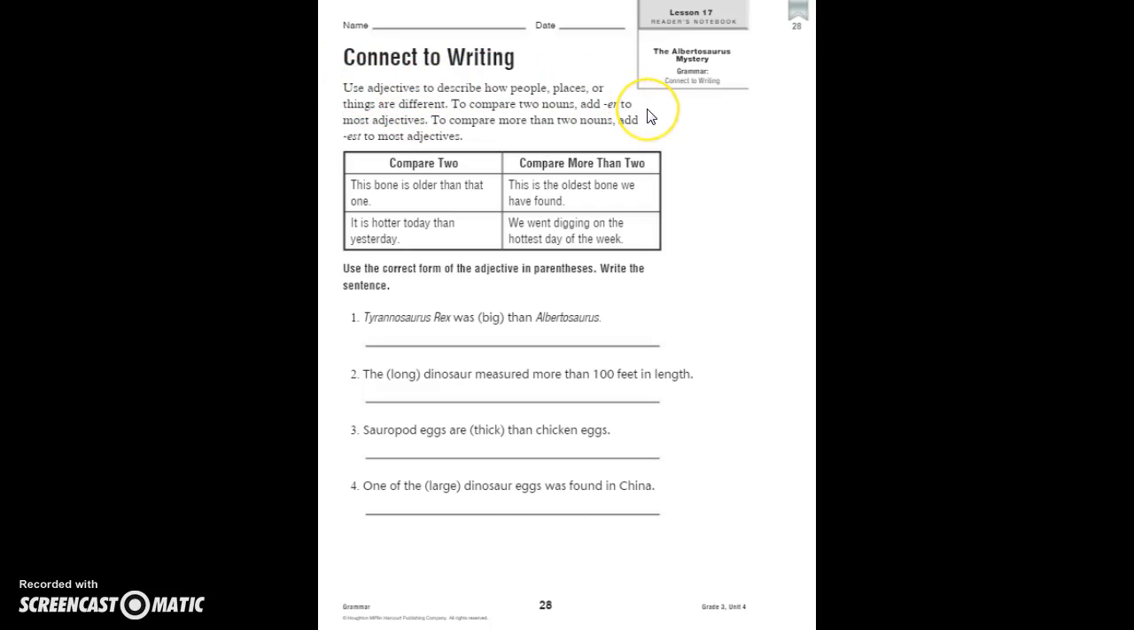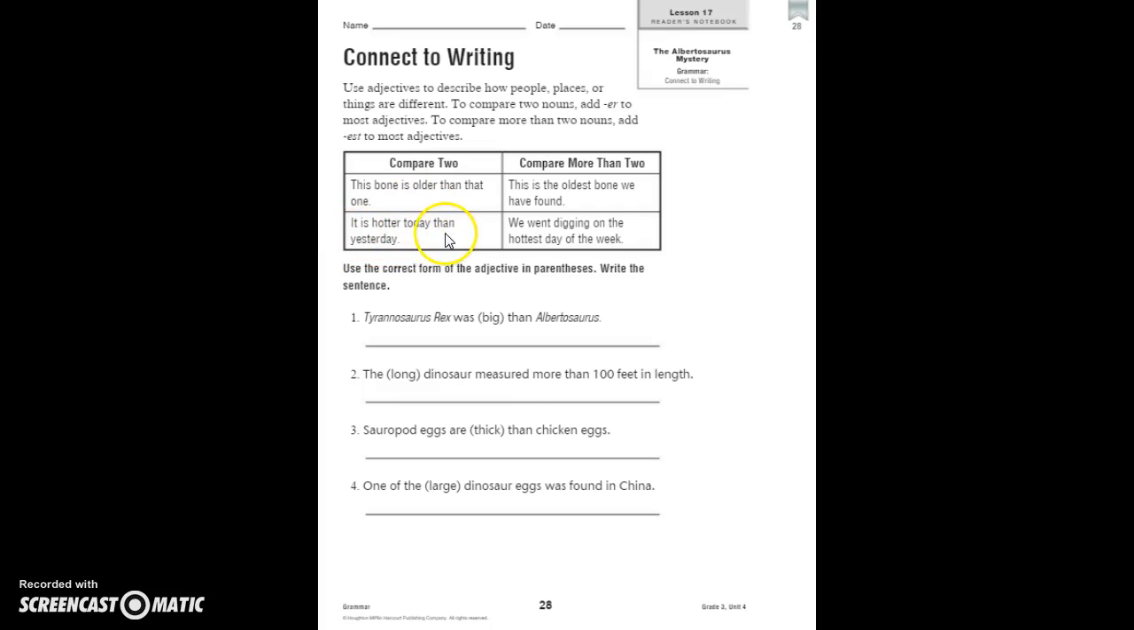Use adjectives to describe how people, places, or things are different. To compare two nouns, add er to most adjectives. To compare more than two nouns, add est to most adjectives. This bone is older than that one. When we have two, it becomes older. If you're comparing more than two, this is the oldest bone we have found. There are more than two bones.